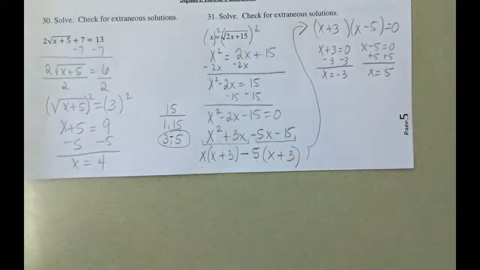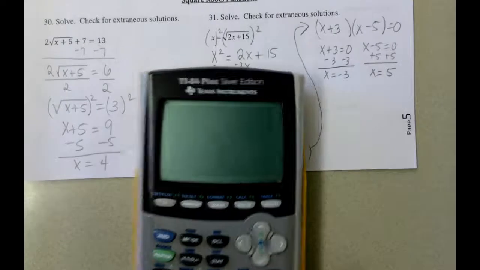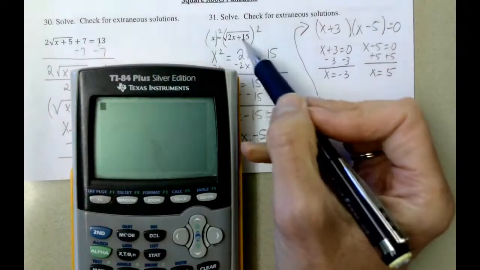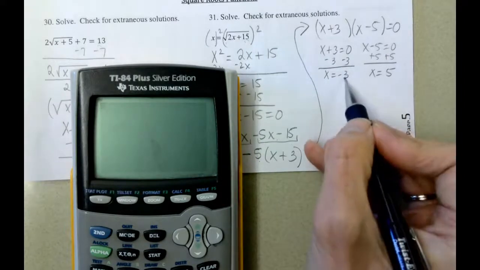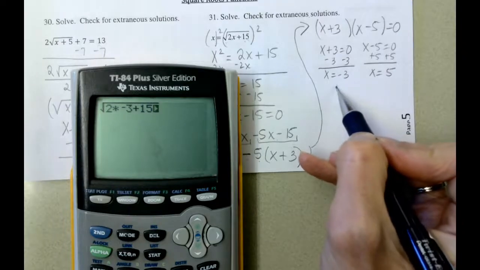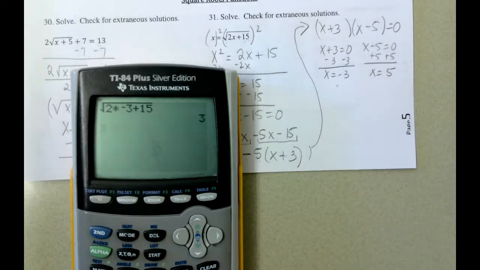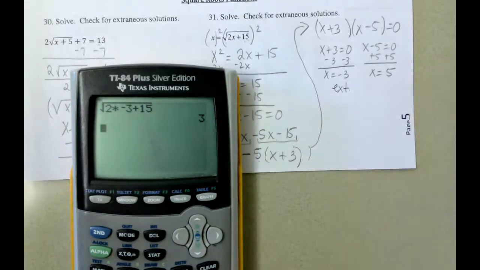And once again, what we need to do is check our answers, and we're going to use our calculator to do that. And I'm going to start with putting the value in here. But really what we want to see is, if we put the square root of 2 times negative 3 plus 15, and once we press enter, we want it to equal negative 3. But it equals positive 3. And because they don't equal the same, this answer here is extraneous.